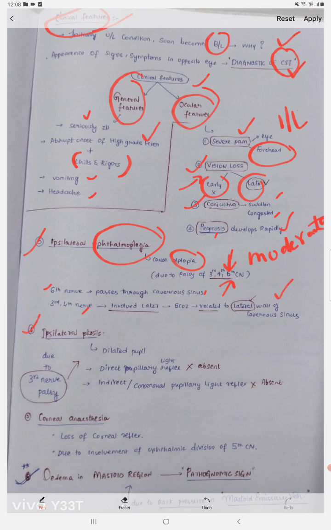And ipsilateral ptosis may also be present. This is the dilated pupil we can see, because third nerve palsy is there. We already discussed the oculomotor nerve, which is the third nerve palsy. So the pupil reflex will be absent.